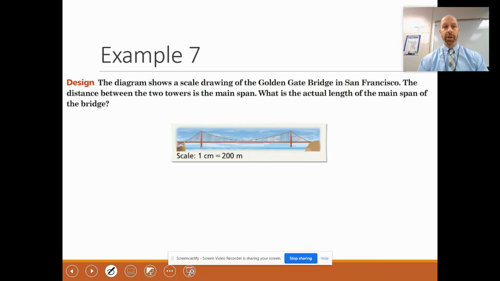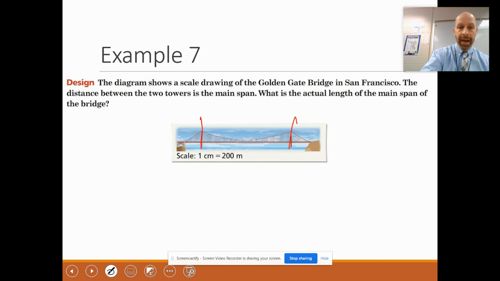All right. So we've got a picture here. This is a scale drawing of the Golden Gate Bridge in San Francisco. The distance between the 2 towers is the main span. So we're talking about this distance right here, let me do that in red, to this distance. That's called the main span. What is the actual length of the main span?